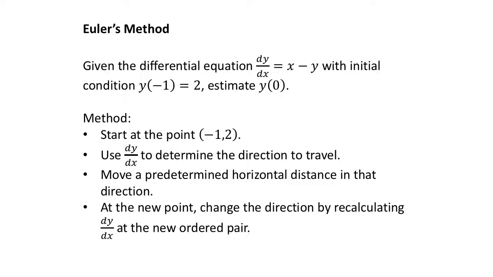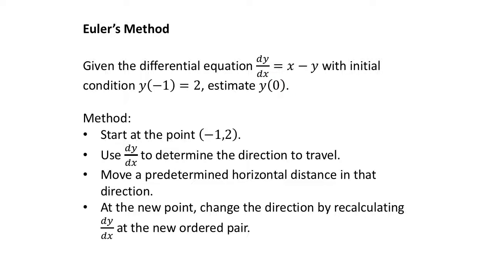Euler's method is a numerical way of approximating function values of particular solutions to differential equations. What we need is an ordinary first-order differential equation where the derivative is a function of x and y, like x minus y equals dy/dx. We also need to know a starting point, an initial value. So this says when x is -1, y is equal to 2. Euler's method will help us estimate what y of 0 is.